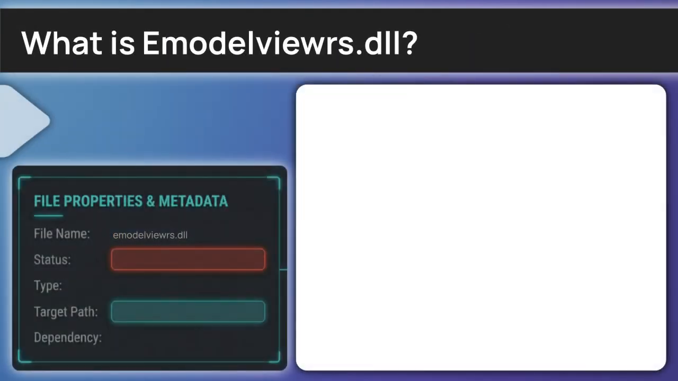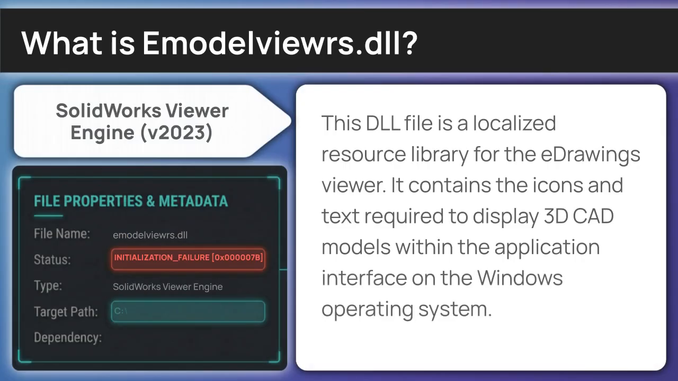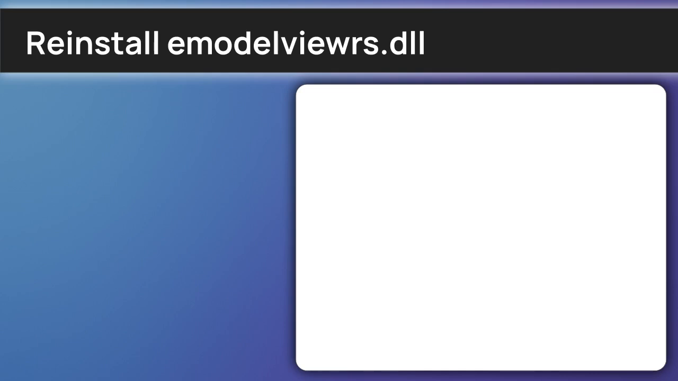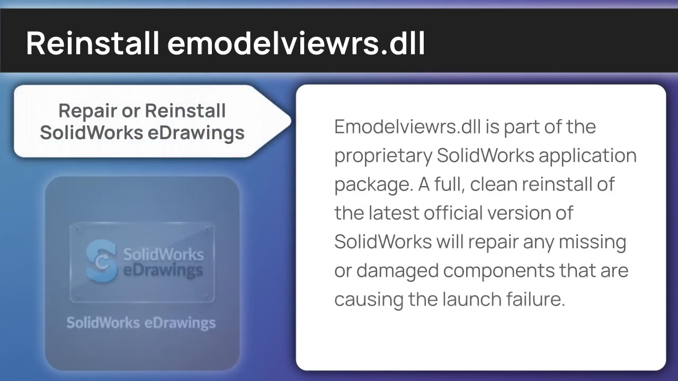This DLL file is a localized resource library for the eDrawings viewer. It contains the icons and text required to display 3D CAD models within the application interface on the Windows operating system. Since we've identified what's missing, let's try the official recovery method. The Emodelviewrs DLL is part of the SolidWorks application package. A full reinstall of the latest official version of SolidWorks will repair missing or damaged components.